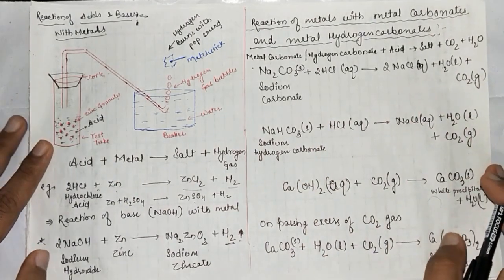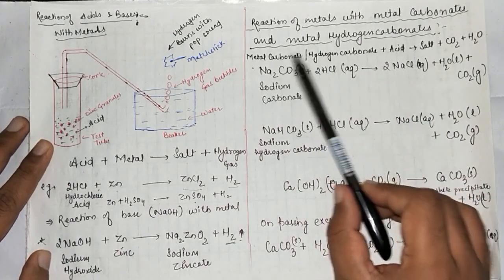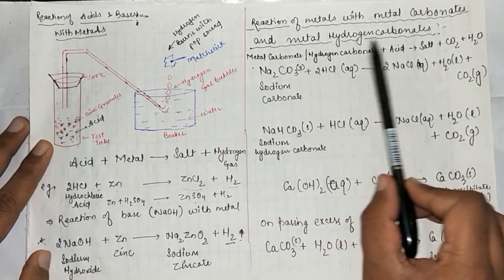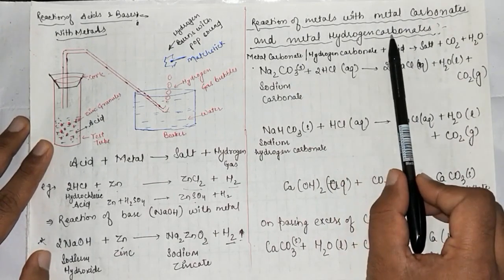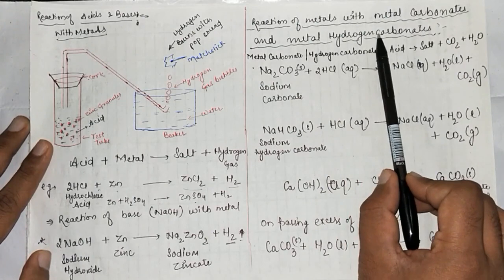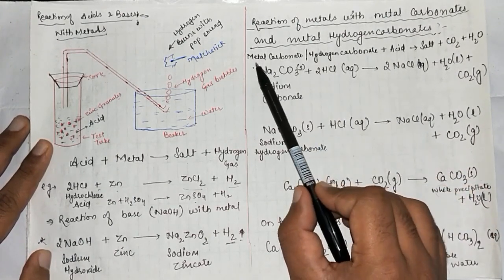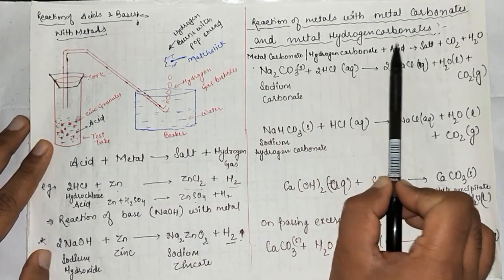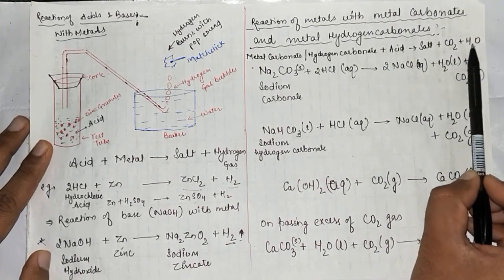Then the reaction of acids with metal carbonate and metal hydrogen carbonate. We can call hydrogen carbonate as bicarbonate also. So you can call it metal hydrogen carbonate or metal bicarbonate. So what reaction takes place here? If we react a metal carbonate or metal hydrogen carbonate with acid, a salt is formed, CO2 gas is evolved, and water is formed.